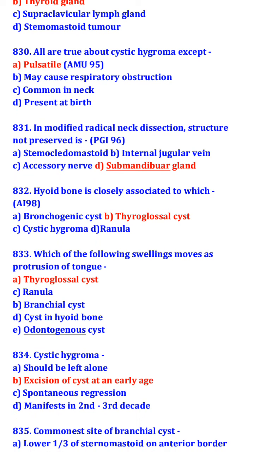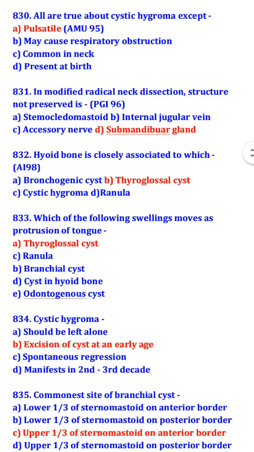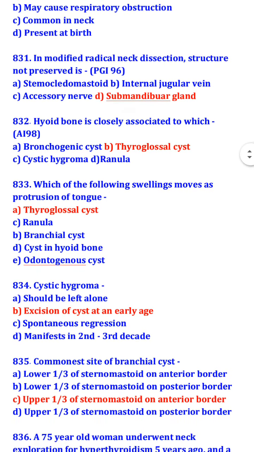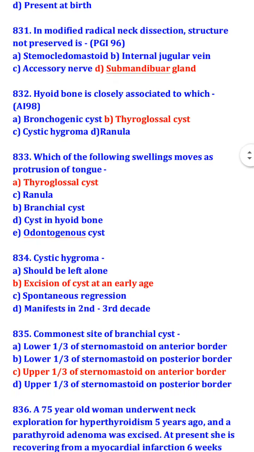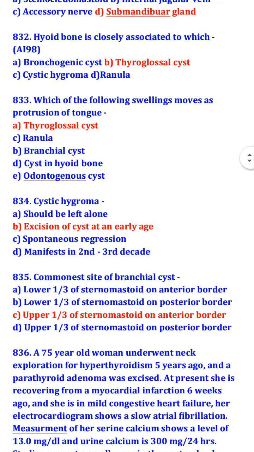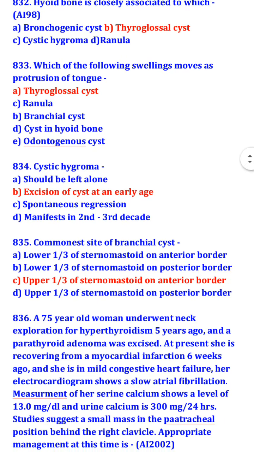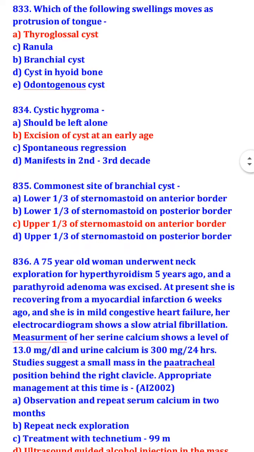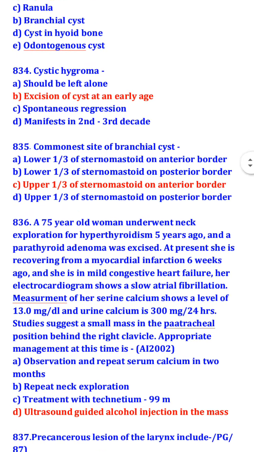Hyoid bone is closely associated to thyroglossal cyst. Which of the following swelling moves on protrusion of tongue? Thyroglossal cyst. Cystic hygroma: excision of cyst at an early age. Commonest site of branchial cyst is upper one-third of sternomastoid on anterior border.